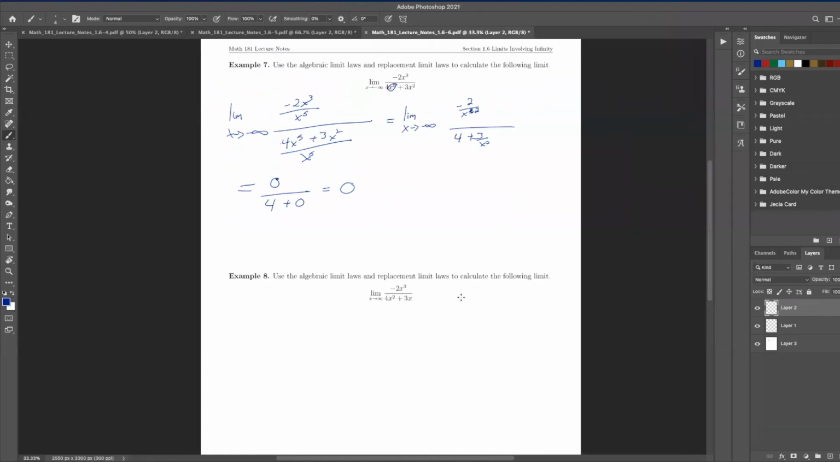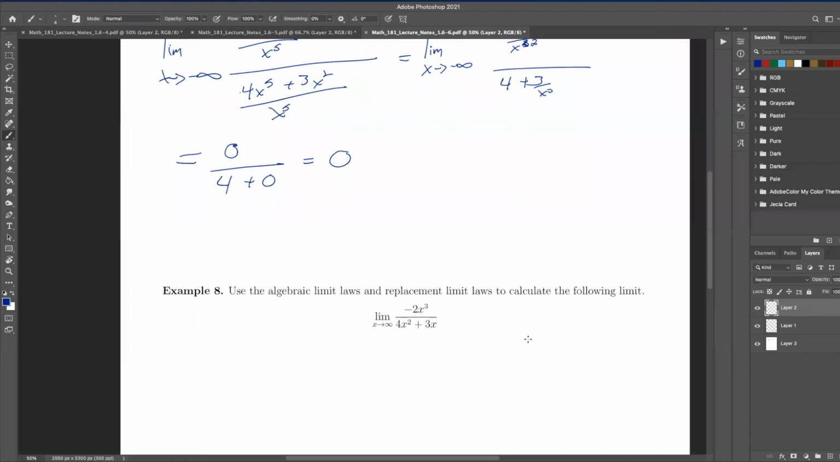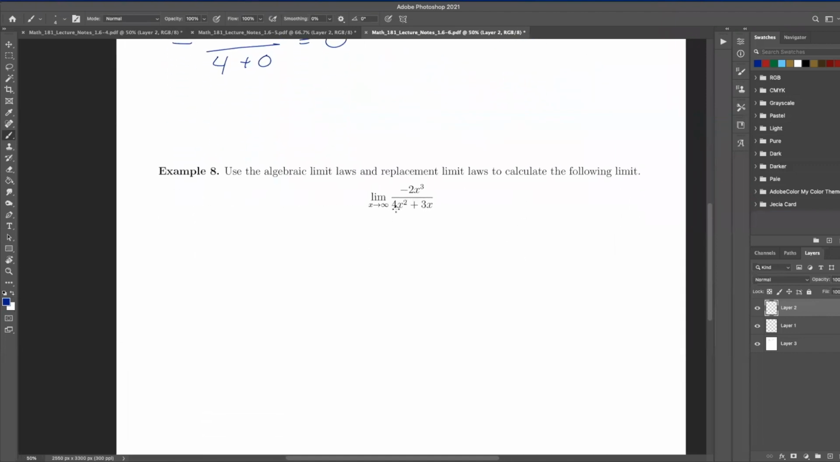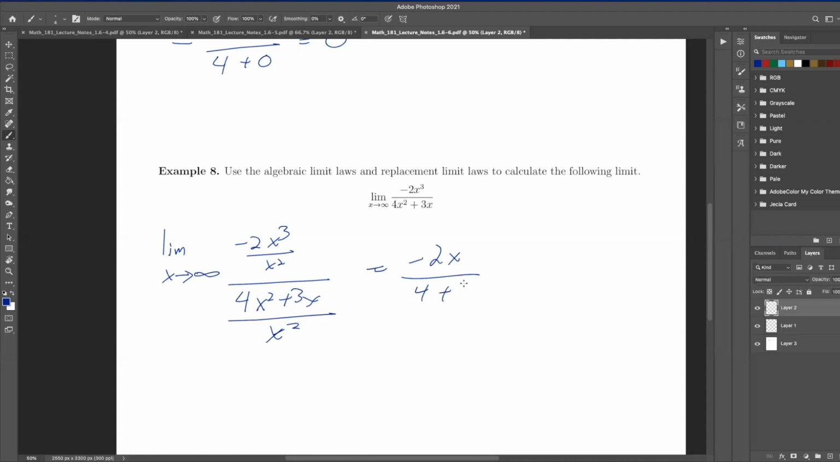So here, I guess I can't really show both at once. Here, our largest is x squared. So we're going to take the limit as x approaches, this time, positive infinity of minus 2x cubed over x squared. So we always take the largest on the denominator. So that one, divided by 4x squared plus 3x divided by x squared. So this ends up equaling minus 2x over 4 plus 3 over x.